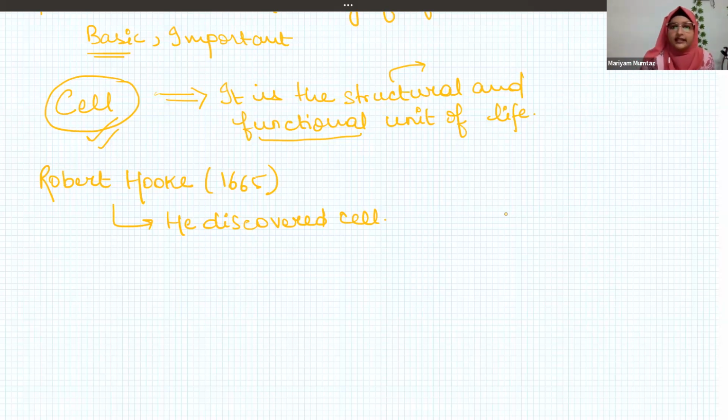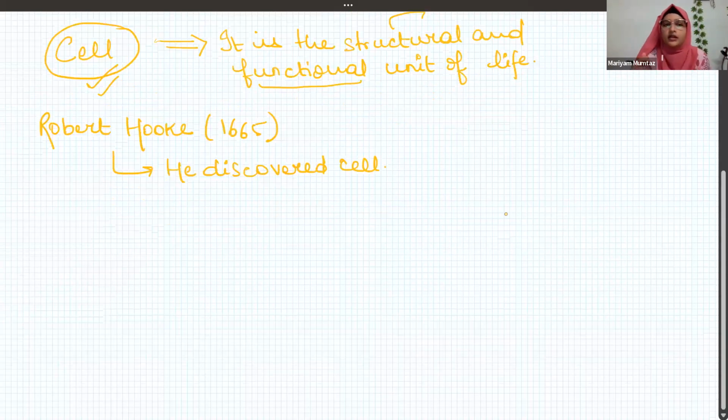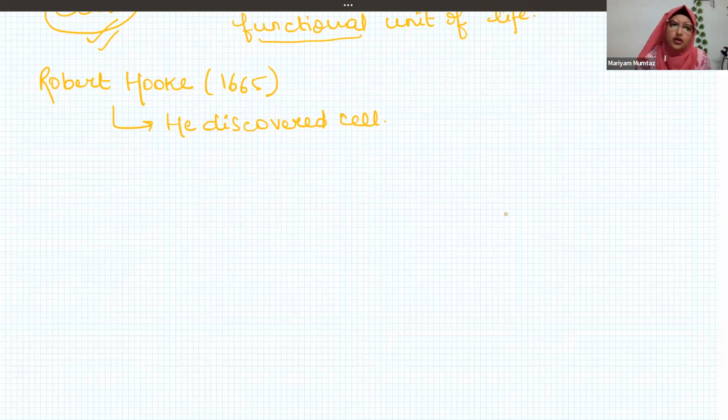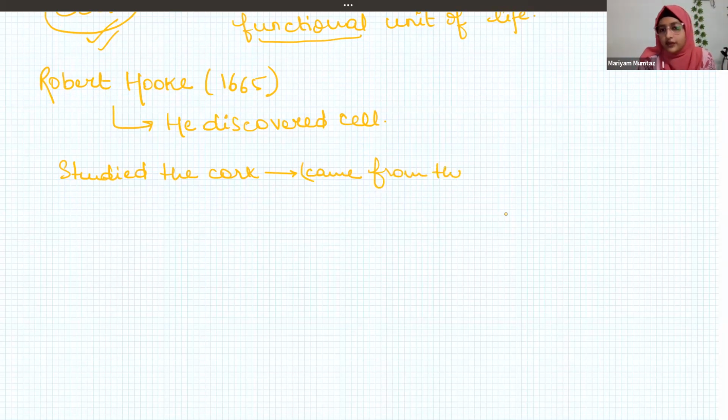Now, in his discovery, do you know what a cork is? What is a cork? It's the bark of the tree. It's a part of the bark of a tree, correct. So what he did was he studied the cork of a tree. He studied the cork, and this cork came from the bark of the tree.